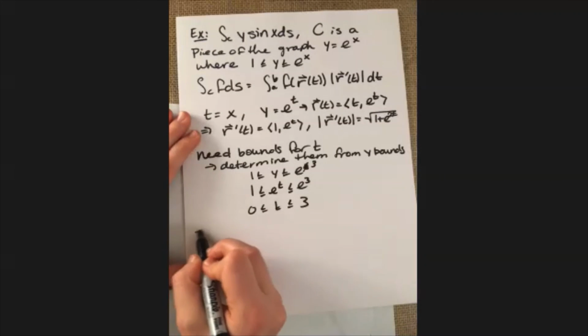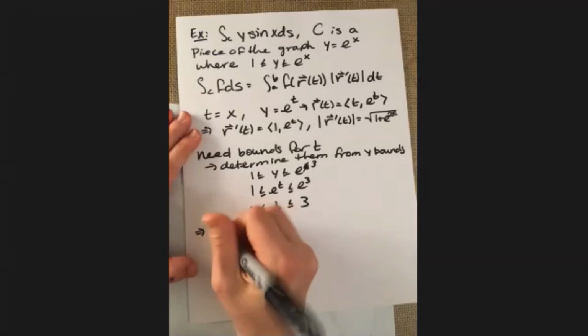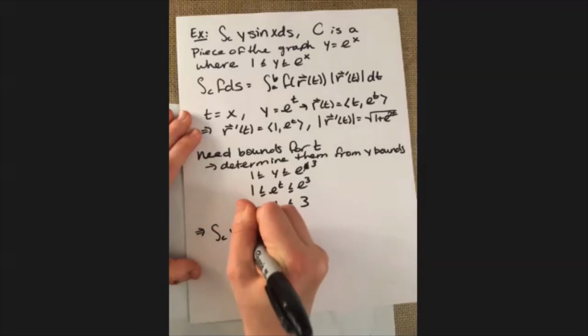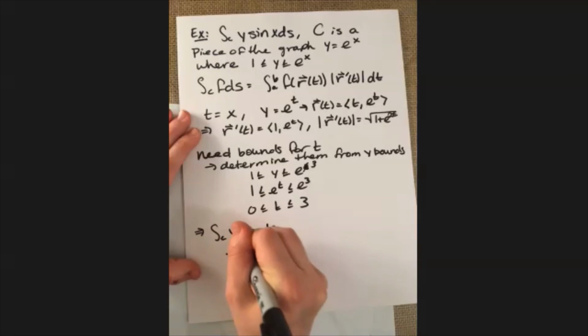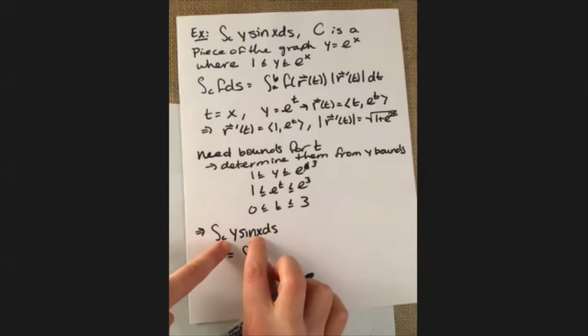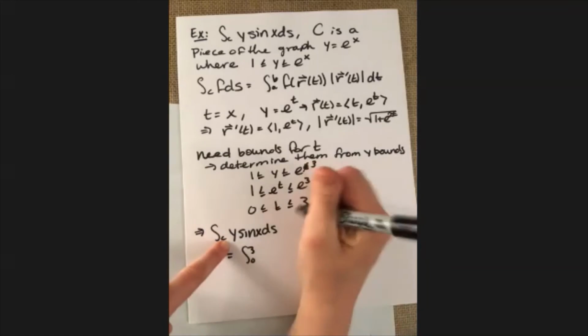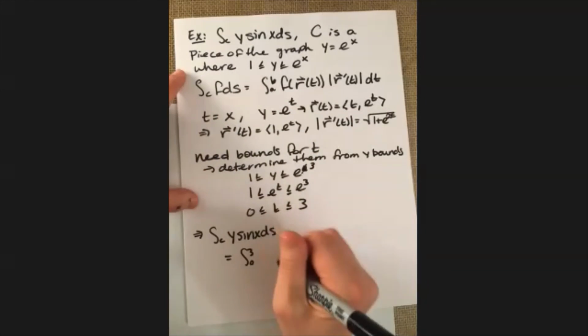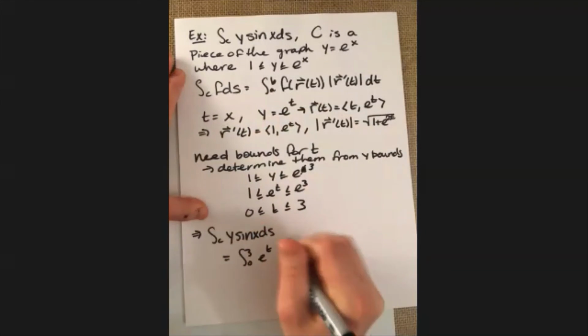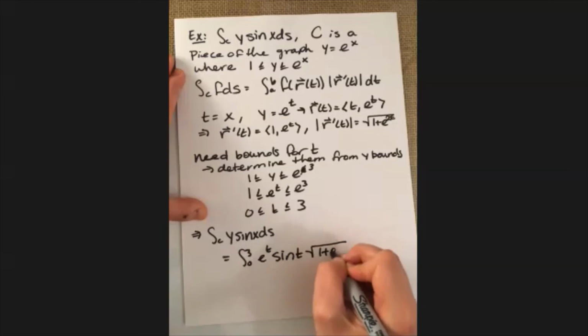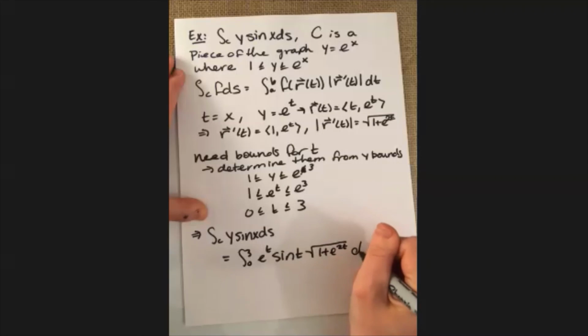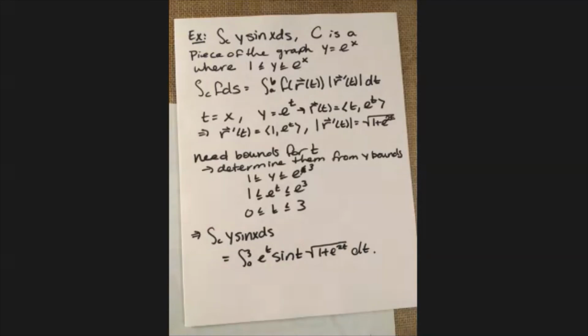So to set this up, this is going to be equal to the integral from 0 to 3. Oh, and I need my conversion from y and x into t. Oh wait, no, we already wrote this down up here. So I've got e to the t sine of t, and then times the square root of 1 plus e to the 2t dt. All right, and that's pretty much all there is to that example right there.